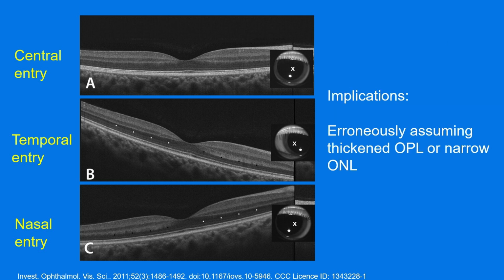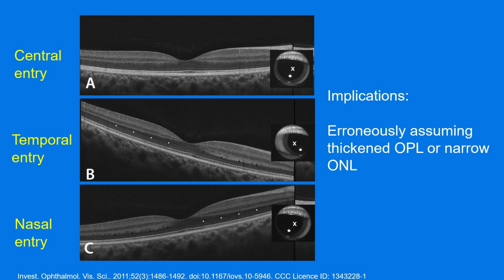So what are the implications of this directional OCT and directional property of Henle fiber layer? If we are not aware that there is something called directional property or directional OCT, if we see image B here, we may think that there is hyperreflectivity of the OPL or thinning of ONL, or similarly in case of image C, we may think that OPL is hyperreflective and ONL is thinned out in the temporal side of the fovea.